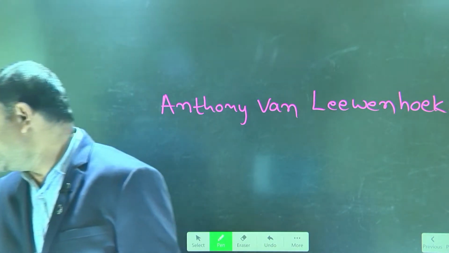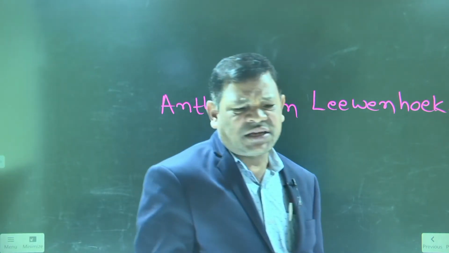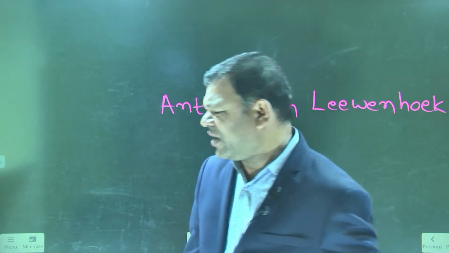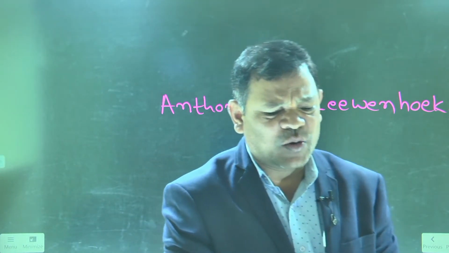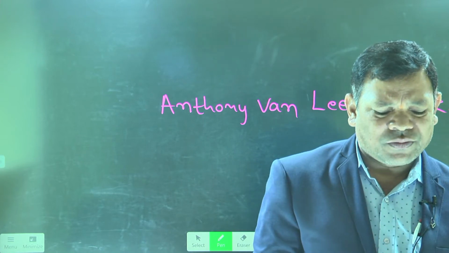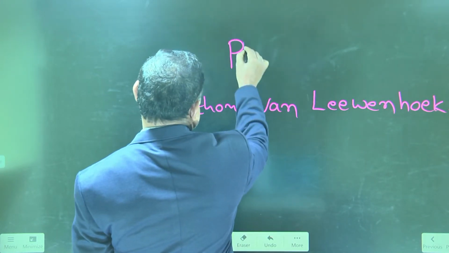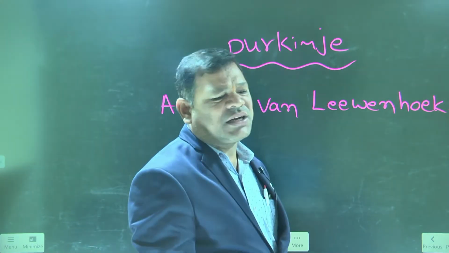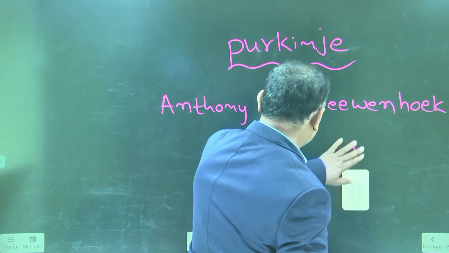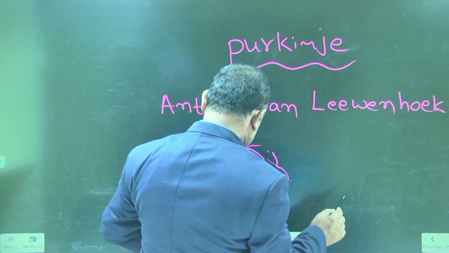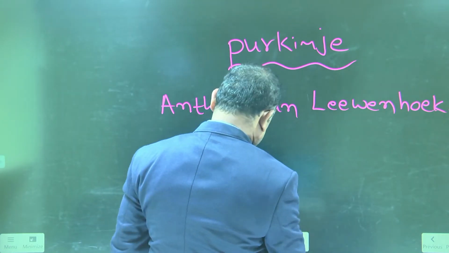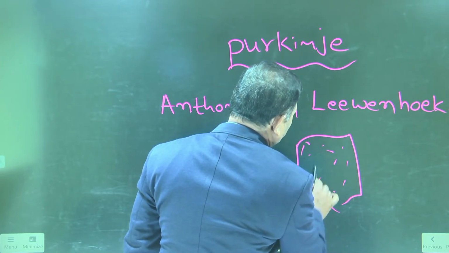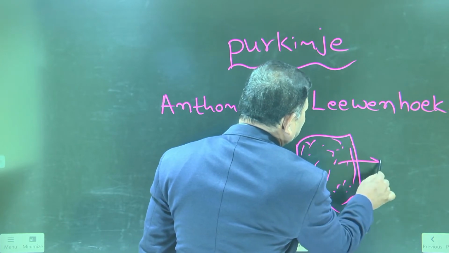Next, my question is, who gave the word cytoplasm? Cytoplasm, the name was given by whom? Purkinje. This scientist Purkinje gave the name to it. If you see the cell, a semi-solid homogeneous material is present. This semi-solid homogeneous material is nothing but cytoplasm.